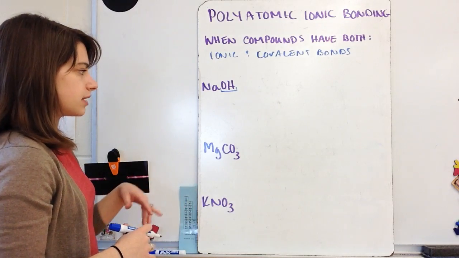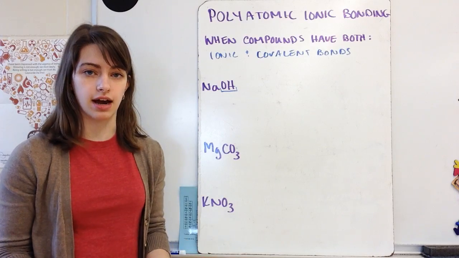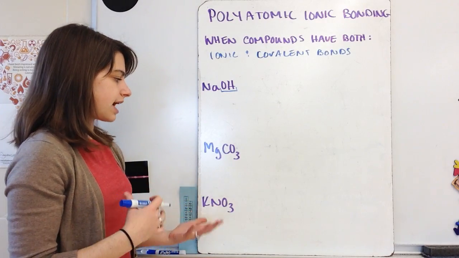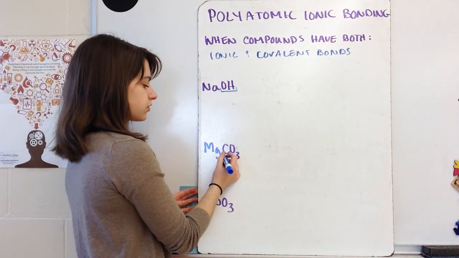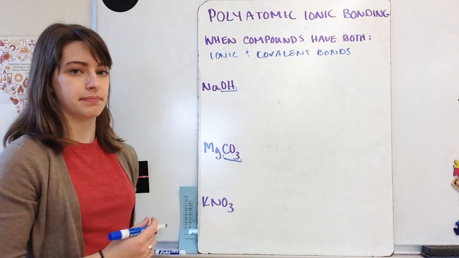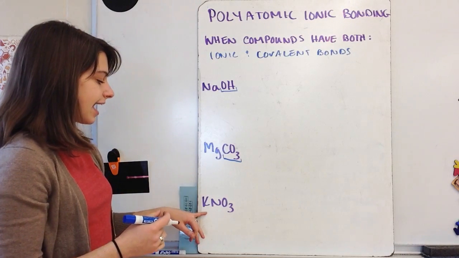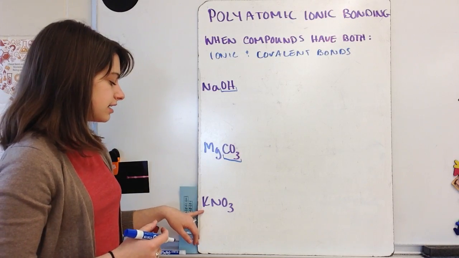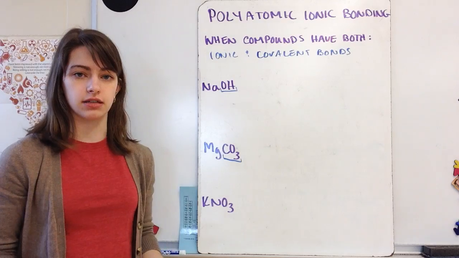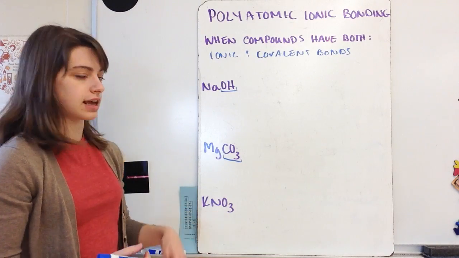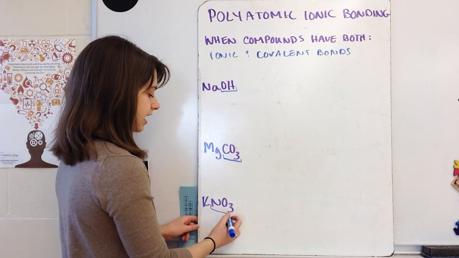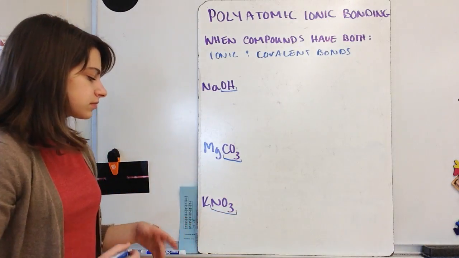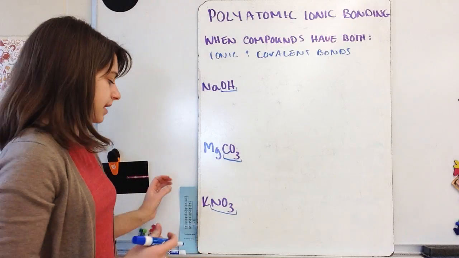Same with magnesium carbonate. Magnesium's a metal, so it has to be ionic. So magnesium's going to be the positive part. The CO3 is going to be the negative part. Within this CO3, we're going to see covalent bonds. And then finally, KNO3, potassium is our metal, so it's going to have a positive charge. Our NO3 is going to have a negative charge, but since there's more than one atom there, it's a polyatomic ion. And so we know that there are going to be covalent bonds.